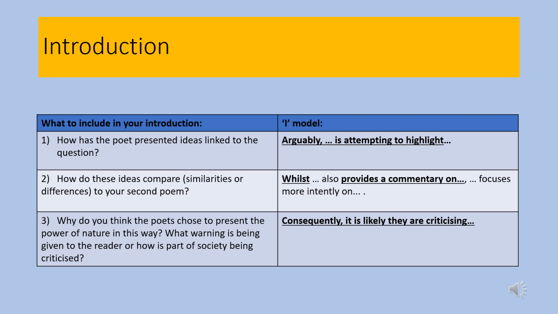Then in your third sentence, why do you think the poets chose to represent the power of nature in this way, if it was the power of nature? What warning is being given to the reader, or how is part of society being criticised? So consequently, it is likely they are criticising, and finish that off.